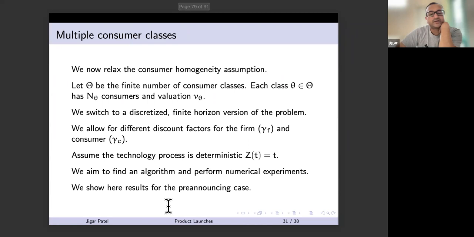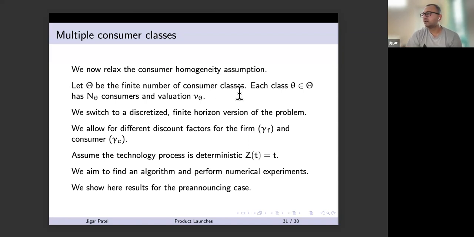Then once we did this, we relax the model and do some extensions also. So far, what did we do? So far, we said there is this mass of consumers and everybody has a base valuation of 1 unit. But the market is actually heterogeneous, right? So we relax the homogeneity assumption and we say, okay, let there be capital Theta number of consumer classes. What do I mean by that?